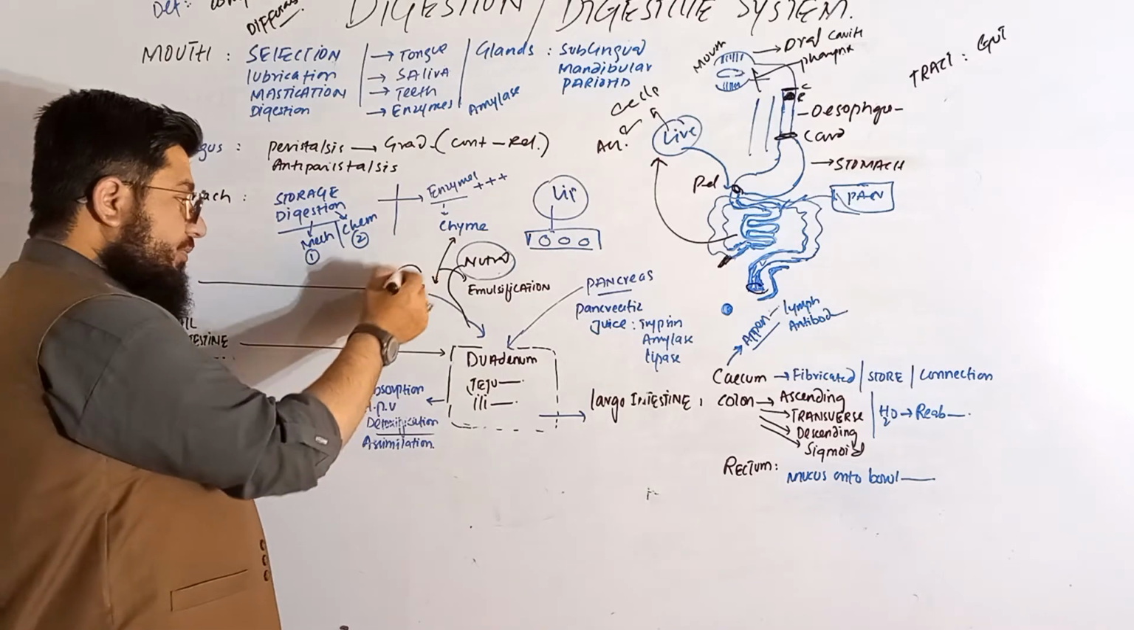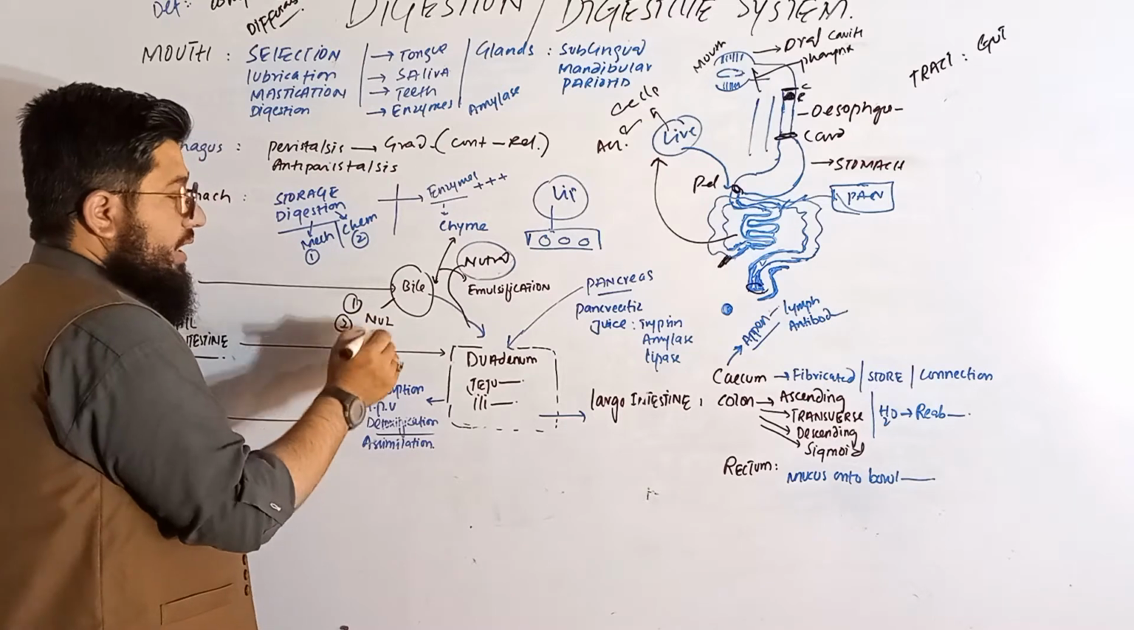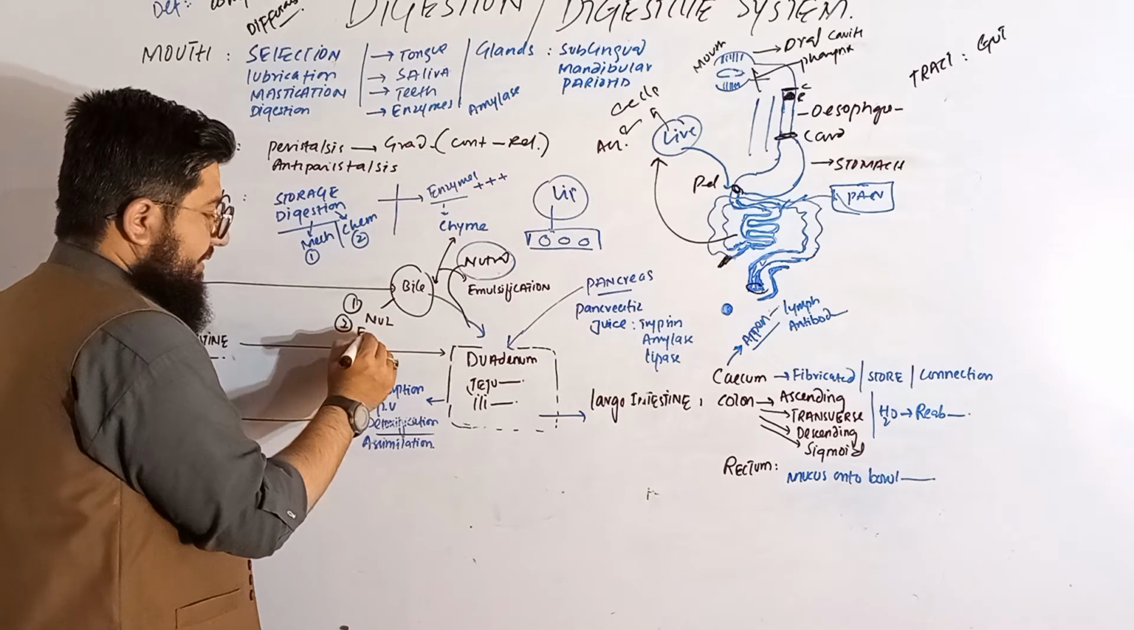Now this bile has two functions. Number one, it makes the food neutral. Number two, it does the emulsification.